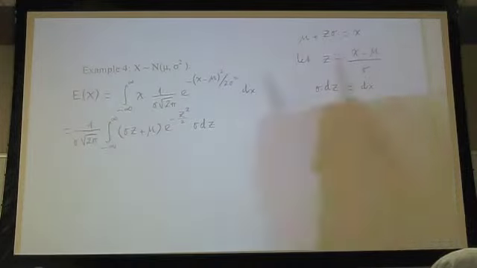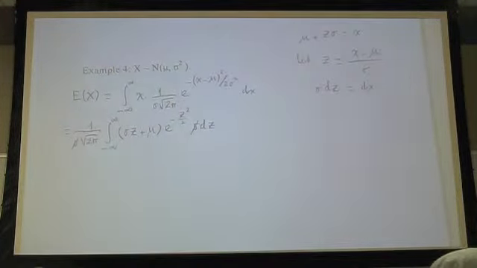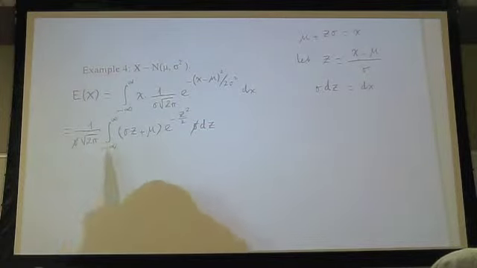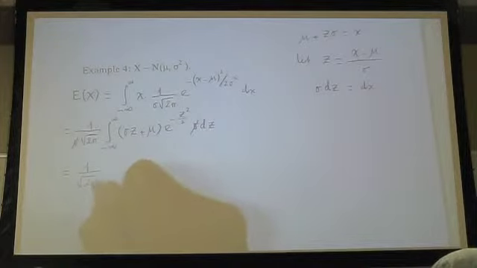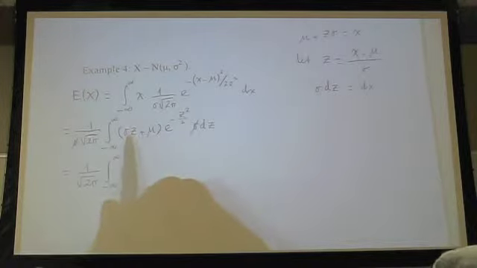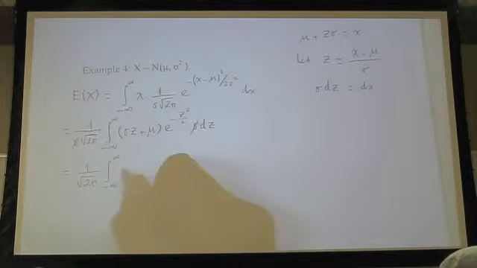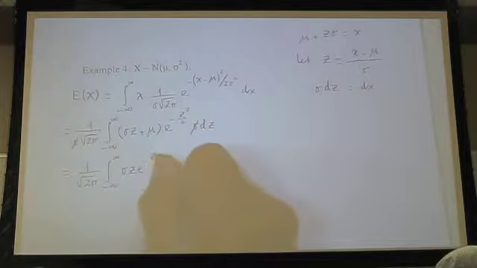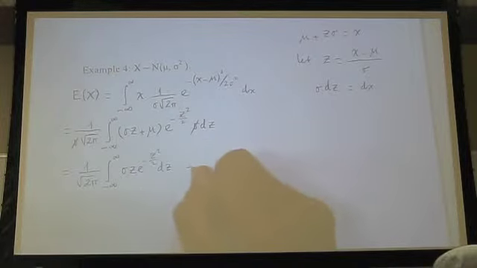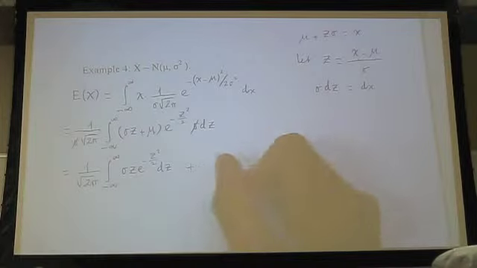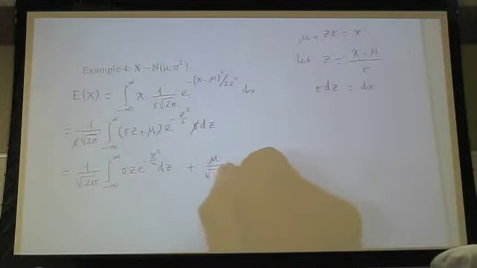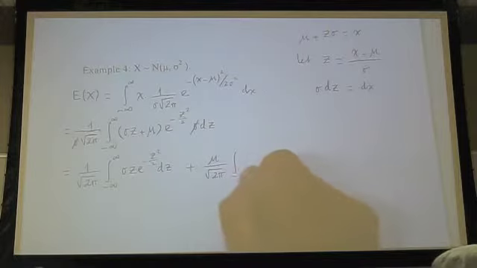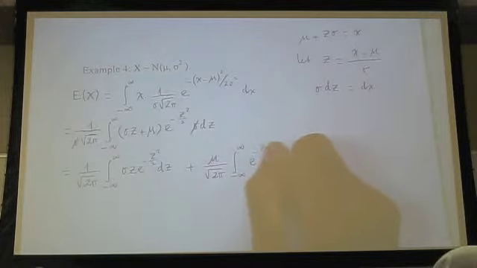Aha, now you see sigma and sigma cancel each other out. So therefore, I'm going to split it up like 1 over square root of 2 pi times the integral from negative infinity to infinity of, there is still a sigma for this guy, so I'm going to have sigma z times e to the minus z squared over 2 dz, and then plus, now there is a mu right here, which is a constant. I can print it out, so I have mu over square root of 2 pi times the integral from negative infinity to infinity of e to the minus z squared over 2 dz.